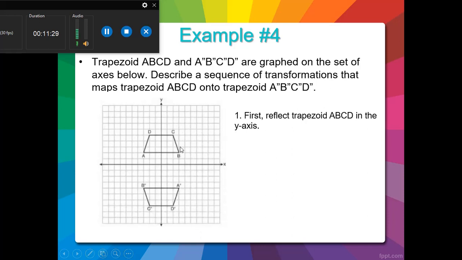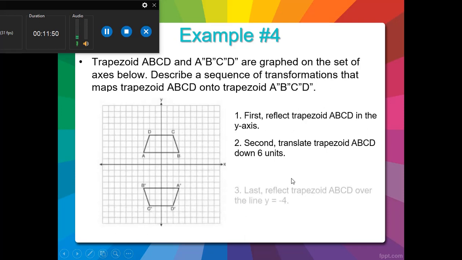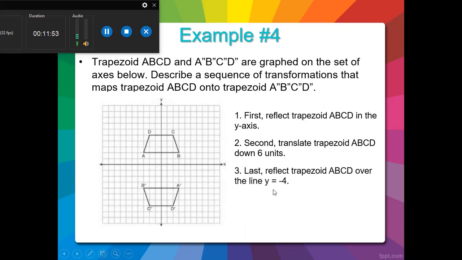Once it's been flipped over, I'm going to slide it down so that these two sides overlap each other. So my second step is to translate trapezoid ABCD down 6 units, and that will put them right against the same side. And once it's moved down, it just needs to flip over. So the last is to reflect again, but it's going to go over the line y equals -4, which is this line right here that will have both line segments on it. And then that should put the original trapezoid in place of the double prime trapezoid.